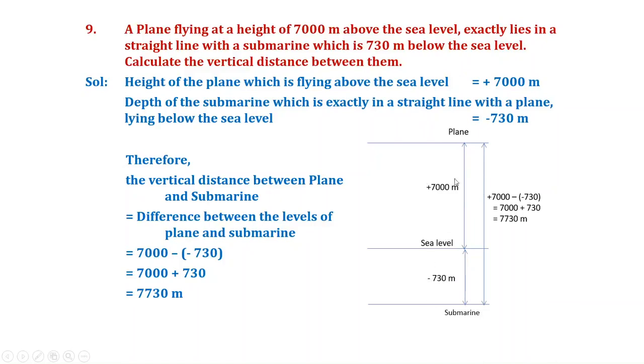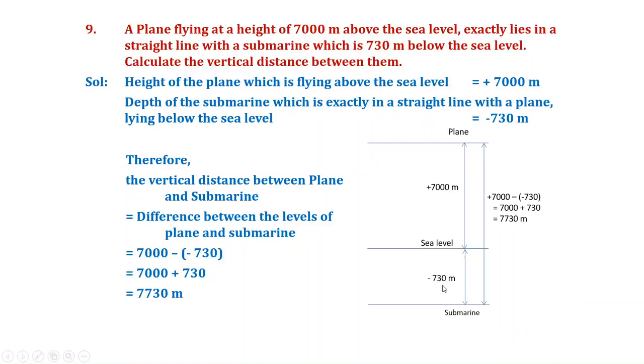Okay, next. What is being asked? Calculate the vertical distance between them. The distance between submarine and plane, how can you find it? So this is the plus 7,000 level. This is the minus 730 level. To find out the difference between two numbers, just subtract the smaller number from the bigger number.